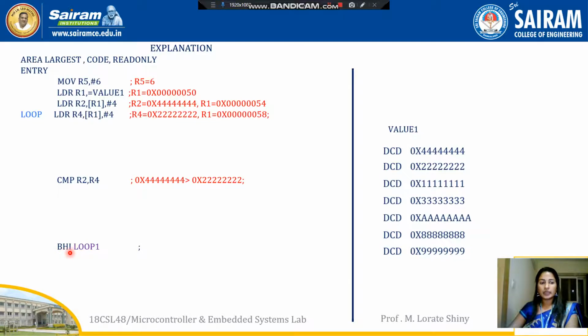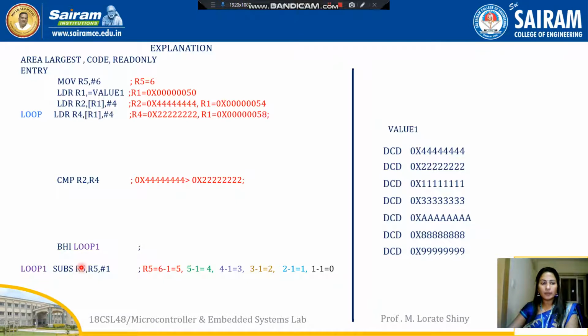So here I am keeping the condition high. This is the first data, second data. This is first register, second register. If the first data is higher than the second data, then we can move to loop 1. So now the condition is true, 4 is greater than 2.